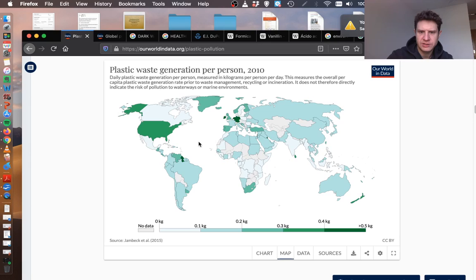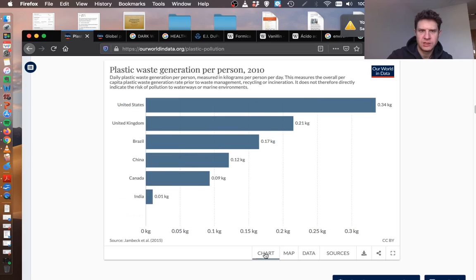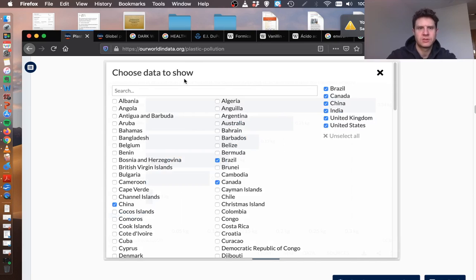So this is a very interesting chart. United States, United Kingdom, Brazil, China, Canada, or India. And a country, let's say Spain.